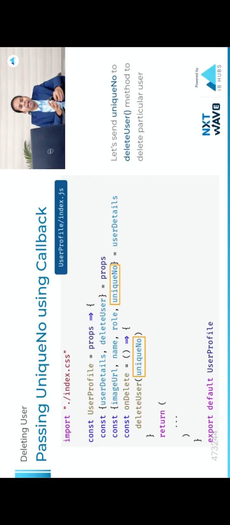So the next thing is we have to appropriately update the user details list. That is, we have to delete the user from the user details list. So to identify the user that needs to be deleted, we'll pass the unique number. So in the user profile component, we have the user details, and within the user details, we have the unique number. So using this unique number, we can appropriately update the user details list. So let's pass the unique number to the delete user method.